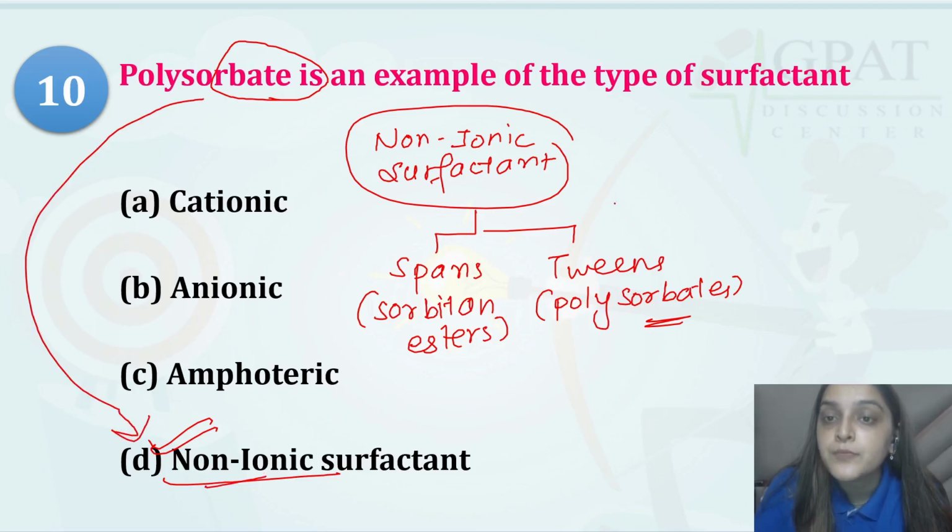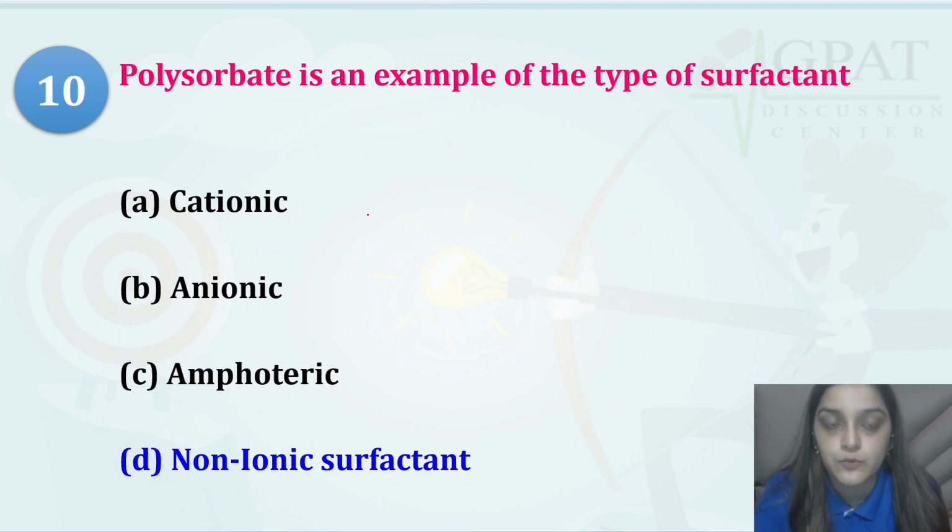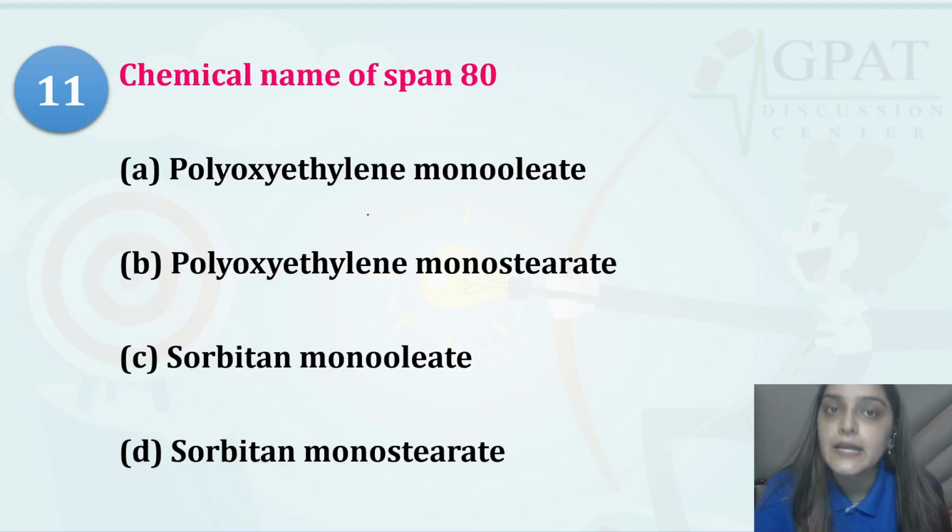Also remember, Tween is a hydrophilic surfactant. Tween is a hydrophilic surfactant. Span is a hydrophobic surfactant. These are some important points you must note down. Option D here is correct.